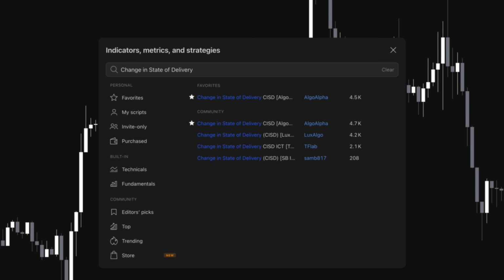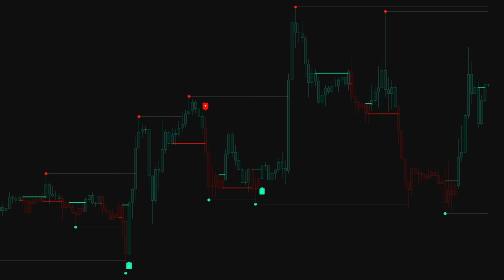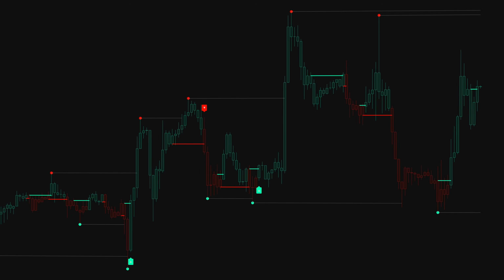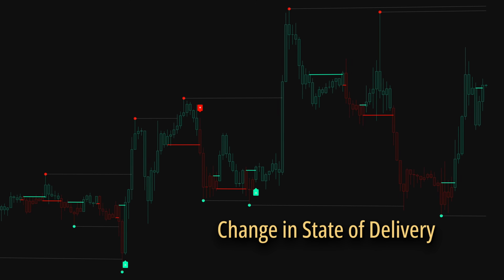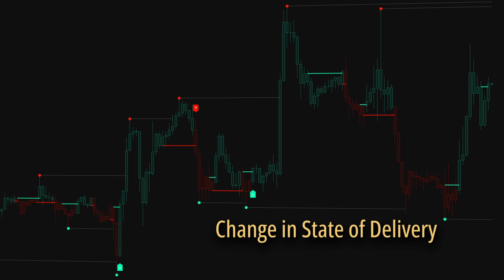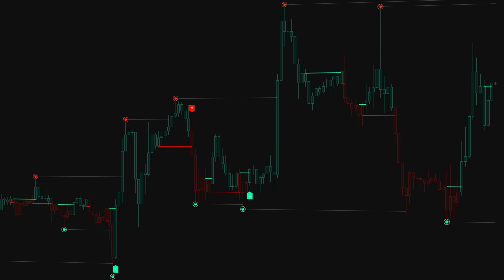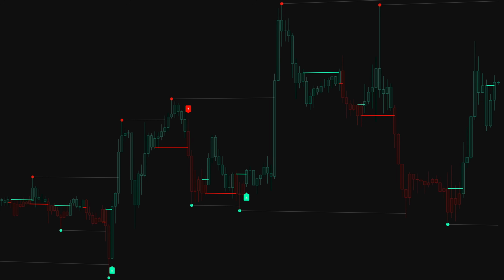Change in State of Delivery, CISD. Created by AlgoAlpha, this Pine script indicator identifies market structure shifts through what it calls change in state of delivery, essentially detecting when price commitment changes direction after establishing swing points and liquidity levels.